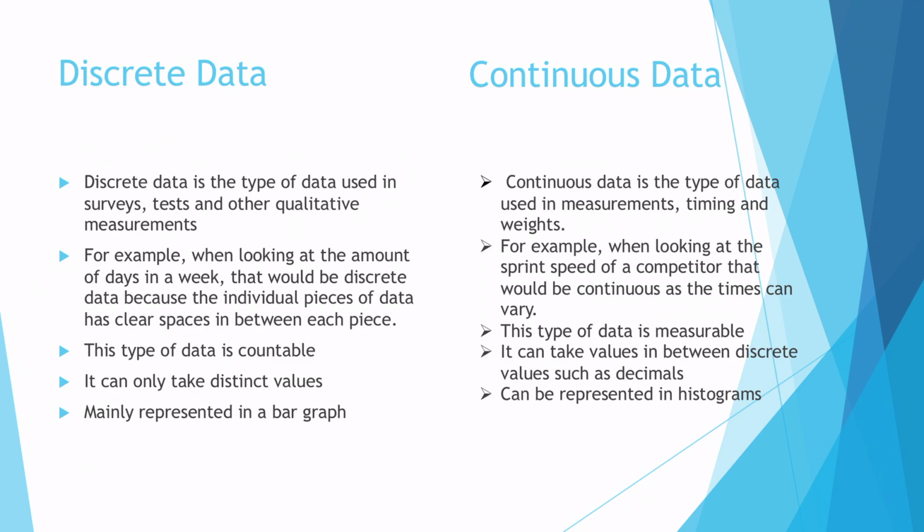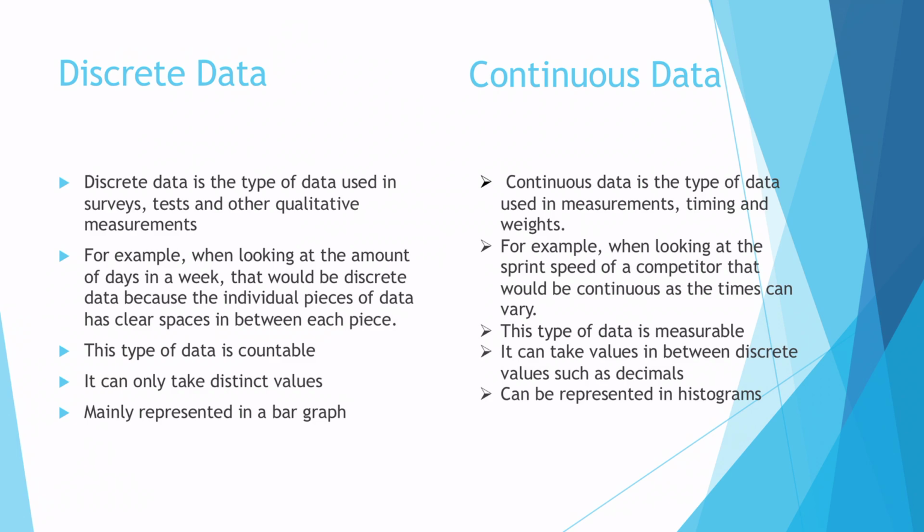This data is countable, as you can only take distinct values. So you can't have half a student, so you have to round it up or round down to the certain amount of students there are, because you obviously can't have half a person. And this is countable, whereas continuous data is measurable. Discrete data is mainly presented in a bar graph and mainly comes through easier tests and easier research methods, as the results are less in depth and are more focused on what the test is wanting to find out.